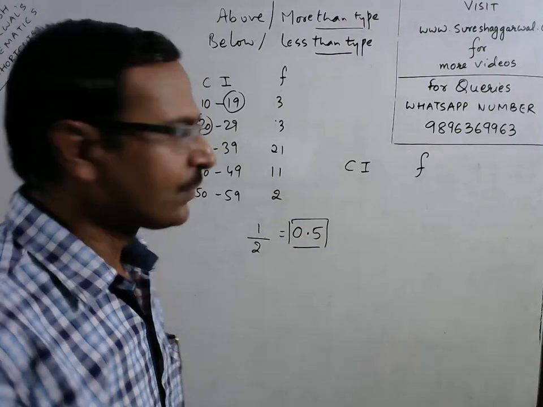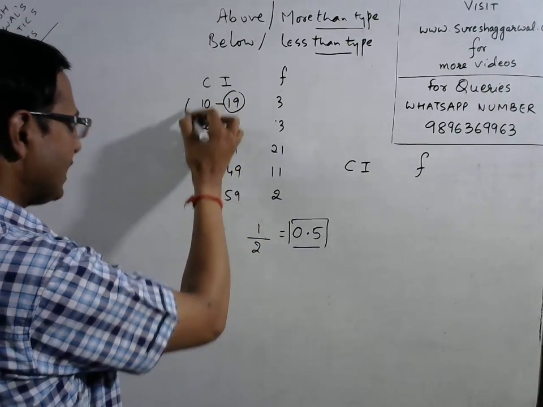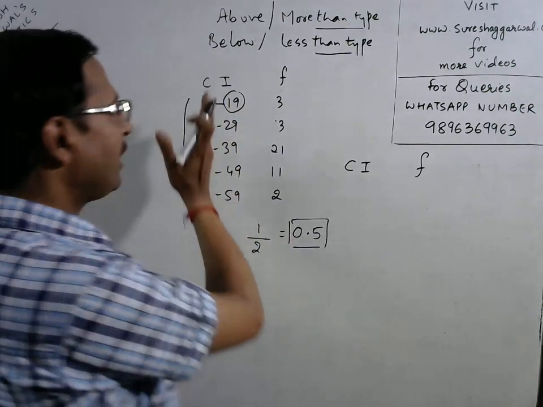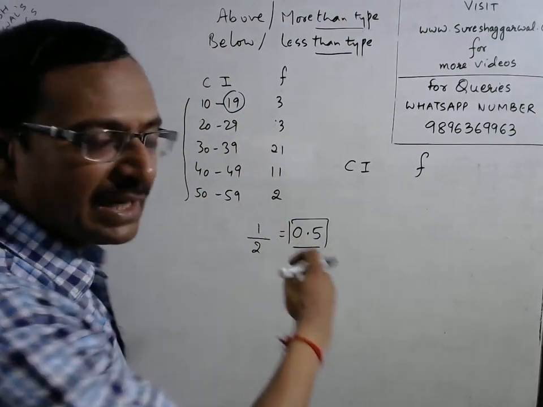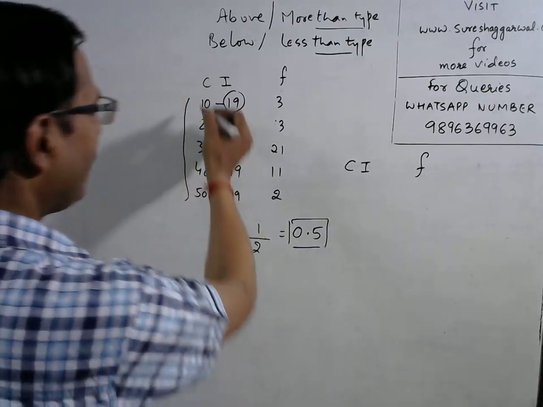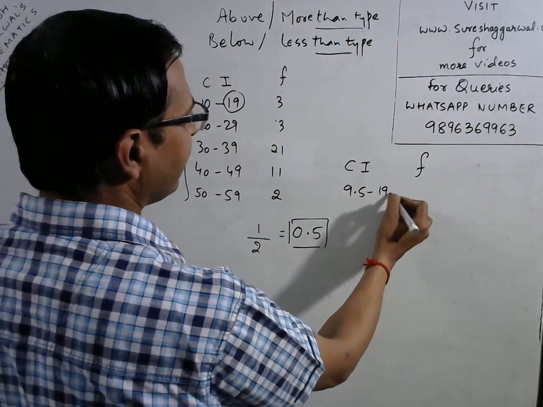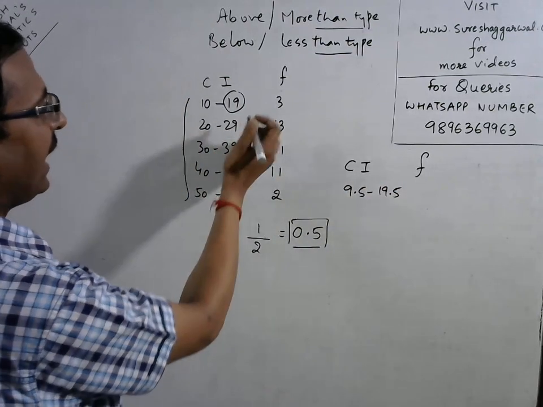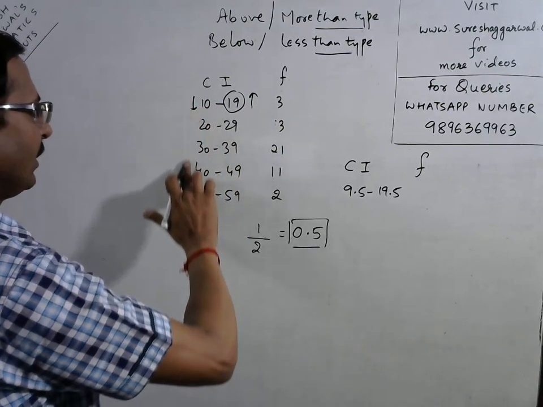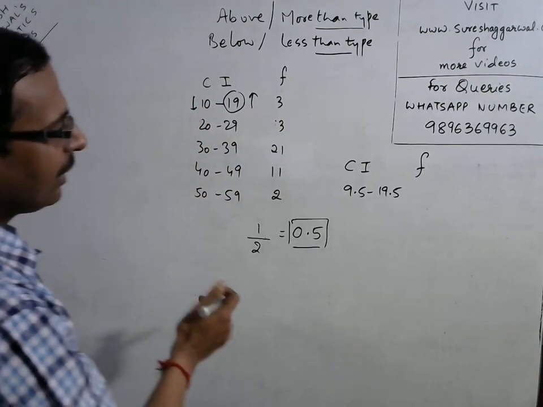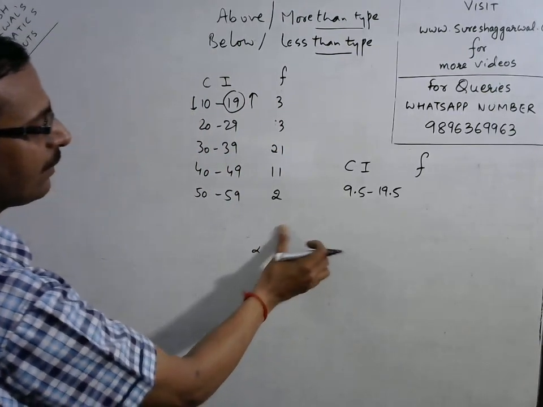So what we do is, in every class interval, all the lower limits are reduced by 0.5, and all the upper limits are increased by 0.5. So if you reduce this by 0.5, this will be 9.5 to 19.5. See, I have reduced this by 0.5 and increased this by 0.5. So like this, you have to reduce all the lower limits by 0.5 and increase the upper limits by 0.5.